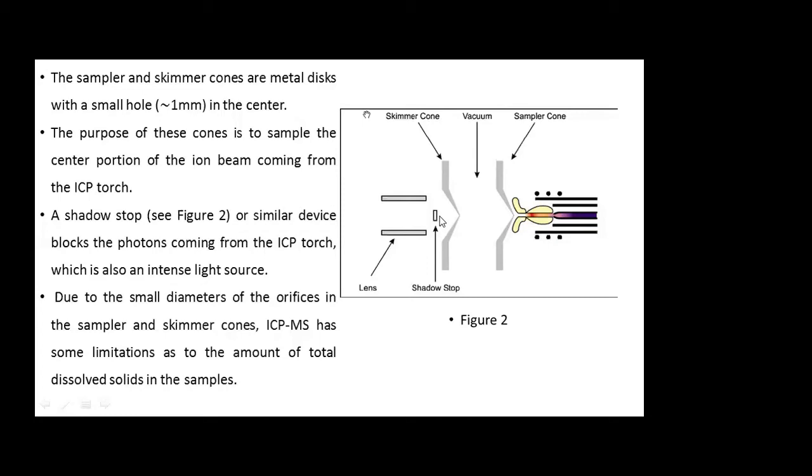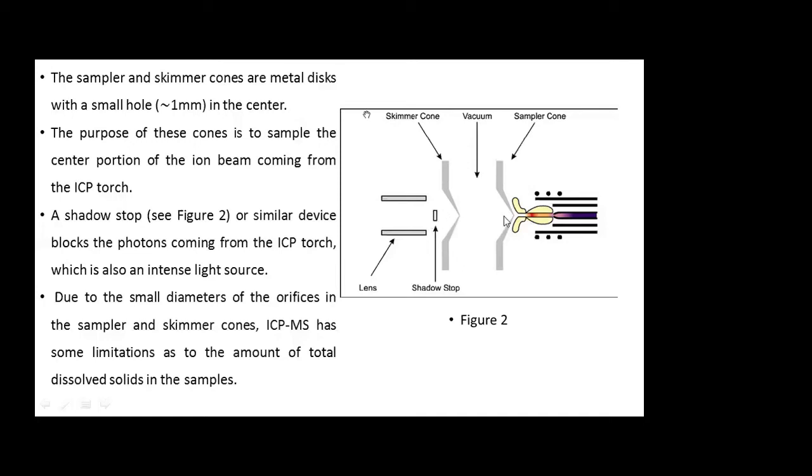There is a shadow stop here. You can see this is the shadow stop. This shadow stop or some similar device blocks the photons coming from the ICP torch, which is also an intense light source. Along with the ions of the sample coming with argon gas, you will also see that there are some photons that are generated during the process due to the action of plasma. They are also coming with the sample ions and they will disturb the reading. So such photons are blocked here by this shadow stop.